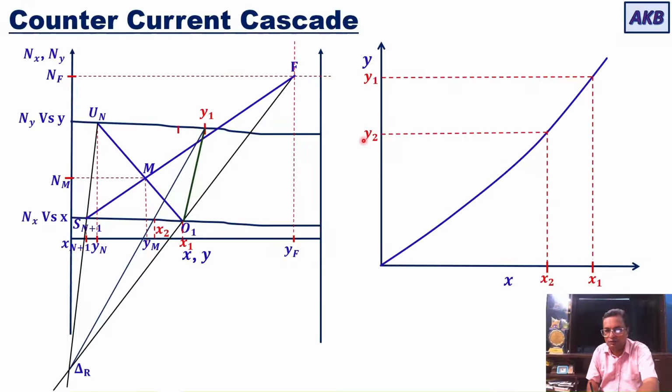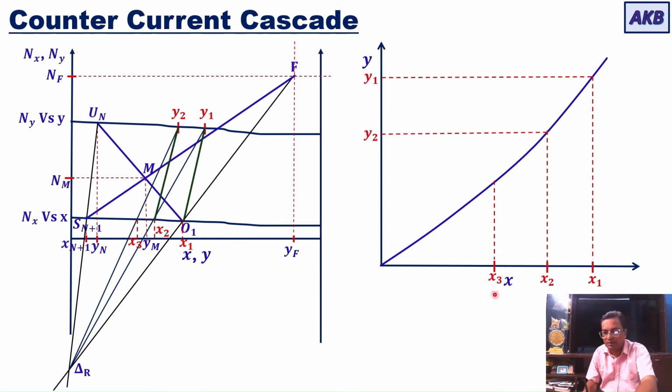I will take this value of Y2, locate it on the upper curve, that is NY versus Y curve. So this will give me Y2. Now X2 and Y2, they are in equilibrium with each other, so they will be connected with a tie line. So this green color tie line connects X2 with Y2. Now this Y2, we will have to draw a straight line from Y2 to delta R. So in that process I get this point. I will read the X coordinate of this point. I will call it as X3.